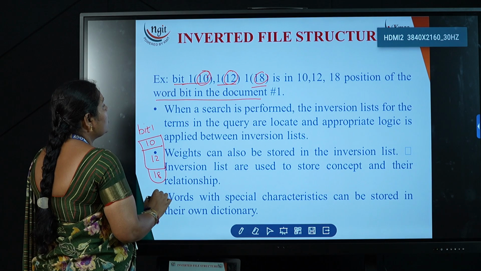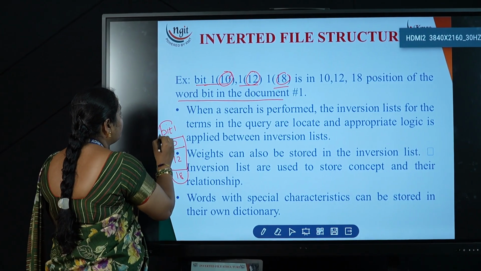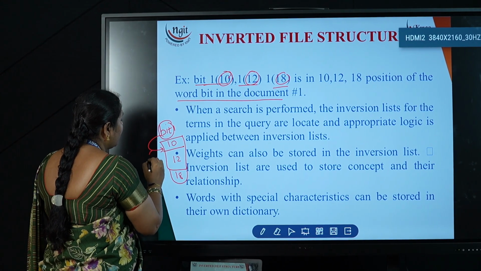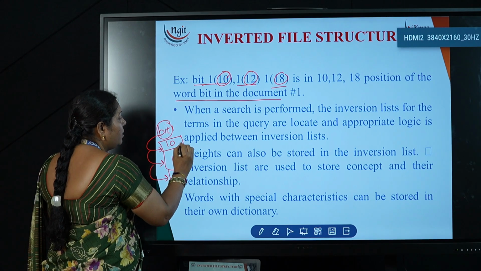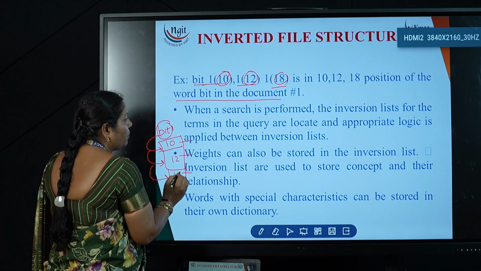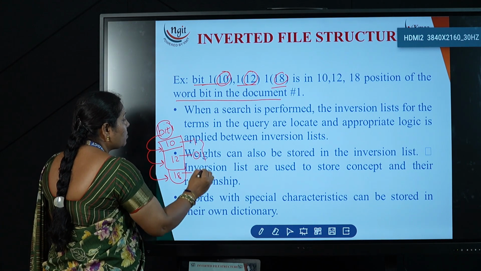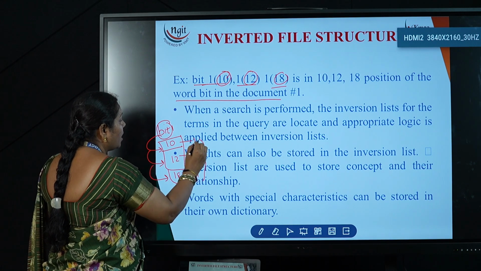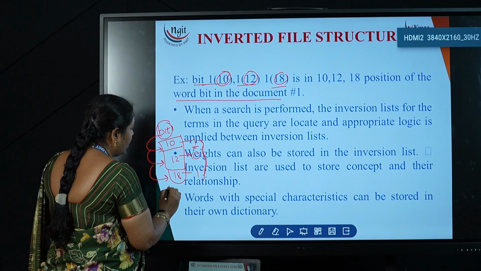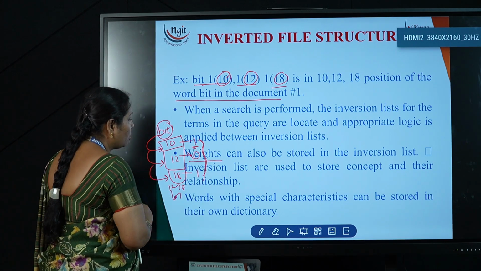So when your search is performed according to the inversion list, in order to locate your bit, it may search in 10, it may search in 12, or it may search in 18. For example, I can also add the weight values for this. I'll say 1, 0, 1. So which will have the highest weightage? 1. So I'll skip the 0 weightage. Again I can search 1, 1, which is at 12 and 18. So this can also be mentioned over here.